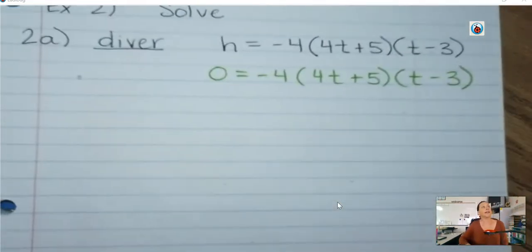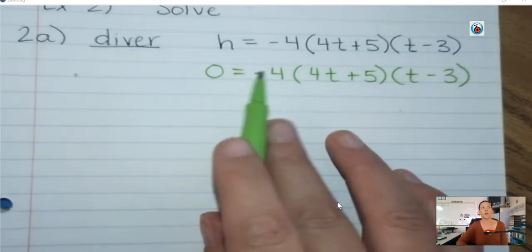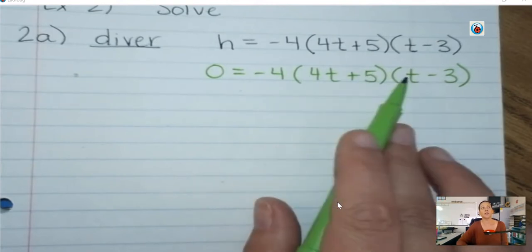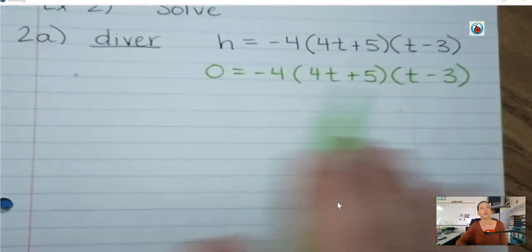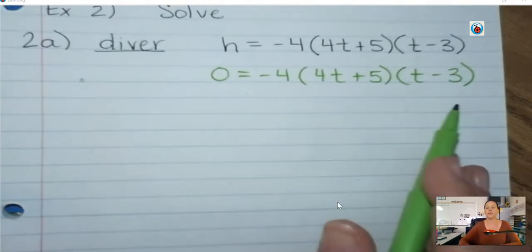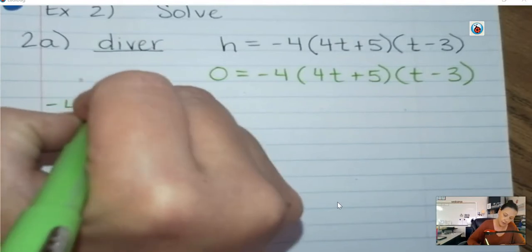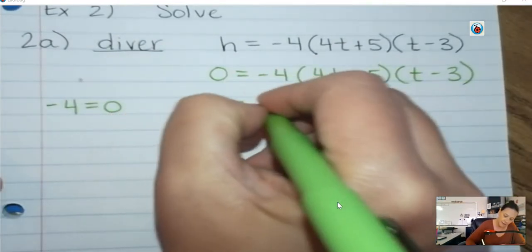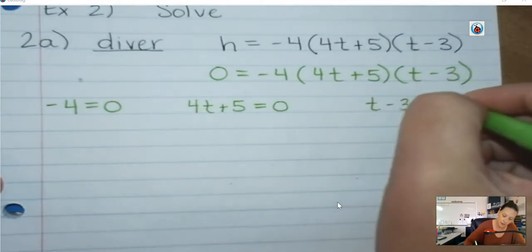And then you're going to take each one of those factors. Right now there's 3 factors. -4 is a factor, 4t plus 5 is a factor, and t minus 3 is a factor. Remember, factors are what you multiply together to get a product. So you're going to take each one of those factors and set it equal to 0. So -4 equals 0, 4t plus 5 equals 0, and then t minus 3 equals 0.